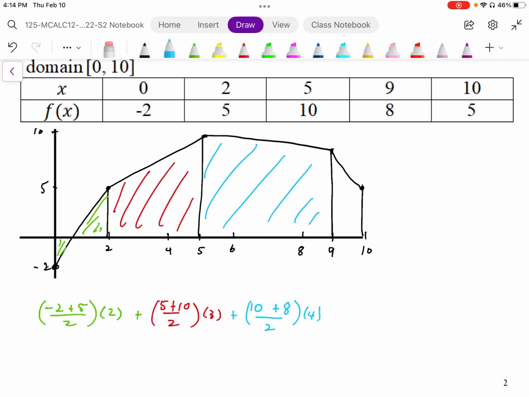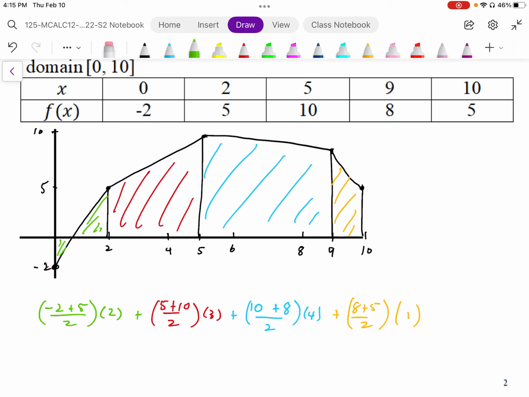And then lastly, taking a look at this section here, it's going to be plus. The average height is going to be, looks like 8 plus 5 divided by 2. And then the interval width here is going to be 1.